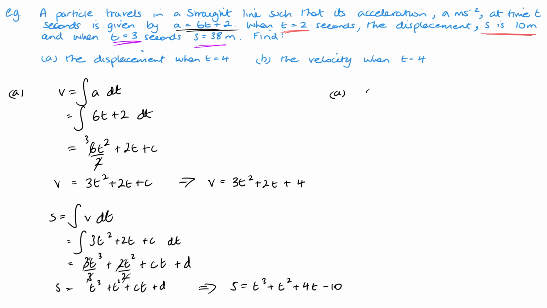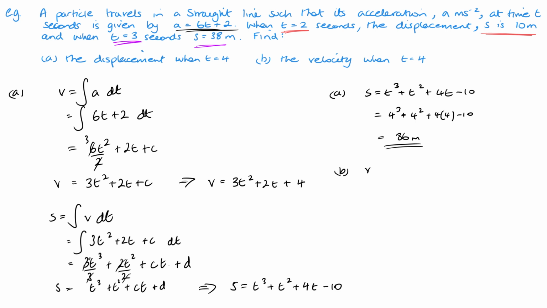So part A is the displacement when t equals 4. So we've got our formula. I'm just rewriting it out again. We want to substitute t equals 4 in. So 4 cubed plus 4 squared plus 4 lots of 4 minus 10. And that leaves me 86 meters.